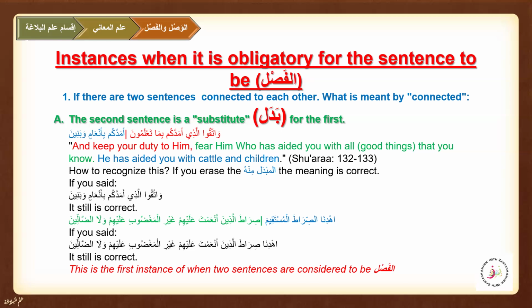So the first one: if there are two sentences connected to each other, what is meant by this connection? The first thing that we are going to learn in detail is that the second sentence is the substitute, or the badal, for the first. We know about badal, that it is the substitute for the sentence. So let's see the example now.